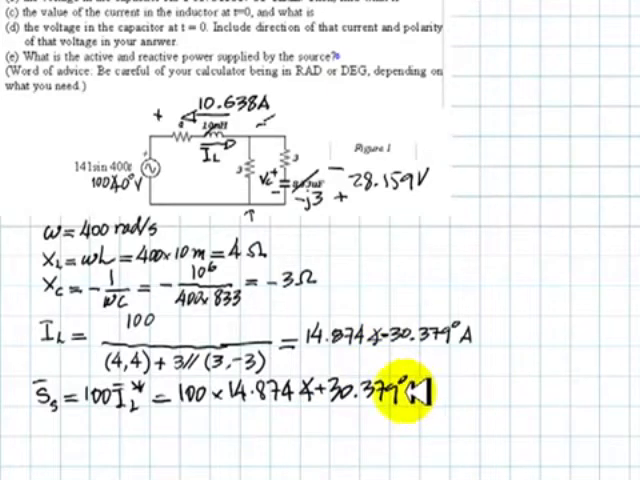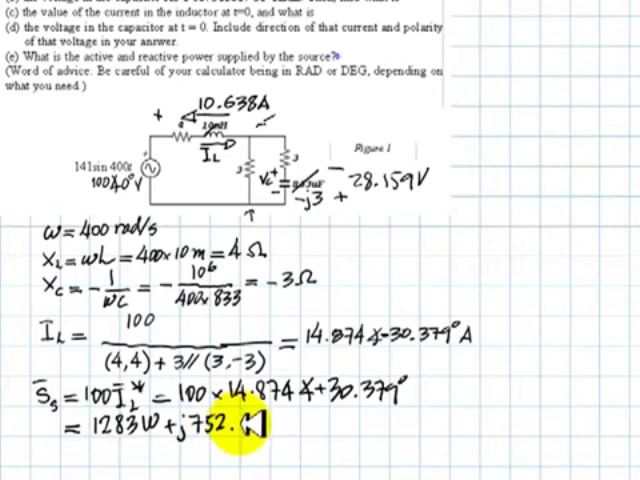And we write this in rectangular form, which is 1283 watts and 752.2 vars. And that is the active and reactive power delivered by the source. Thank you very much.